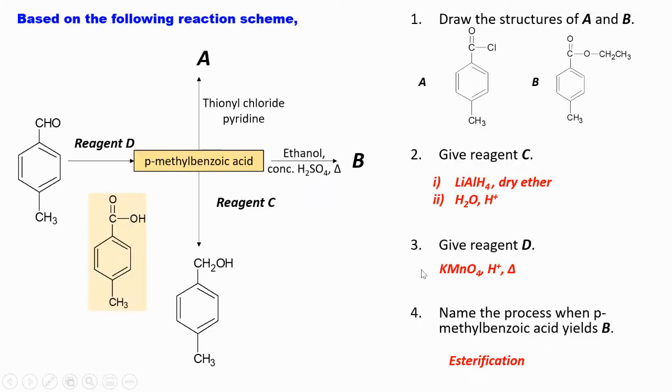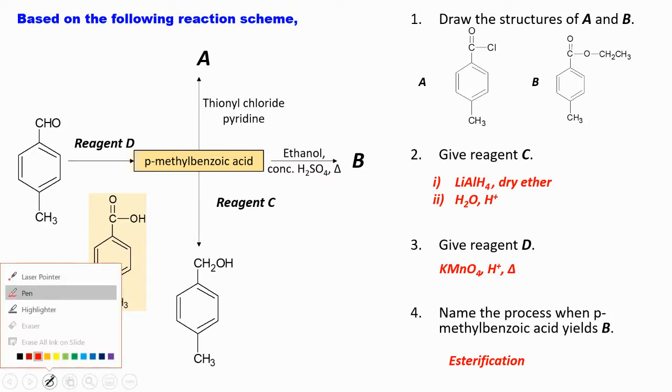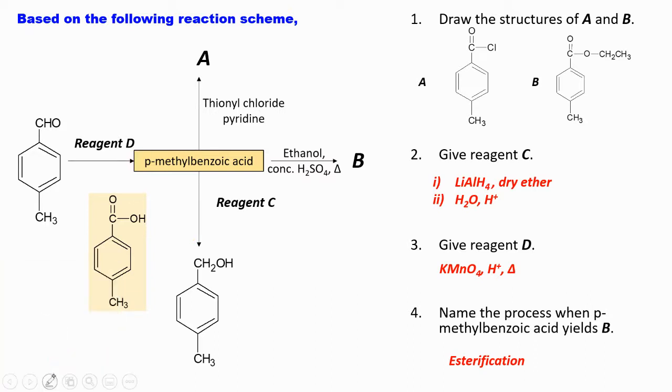Reaction scheme. Okay, so what is a reaction scheme? A reaction scheme is like a mind map. Now let's look at what we can answer from here. The question asks, based on the following reaction scheme, draw the structures of A and B. So let's look at the reaction scheme.